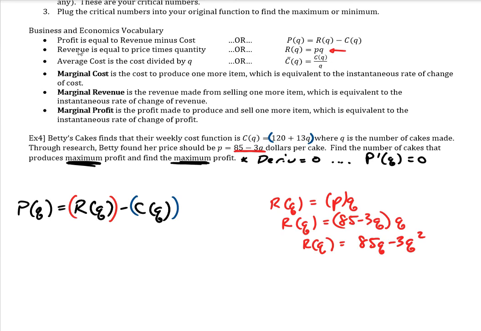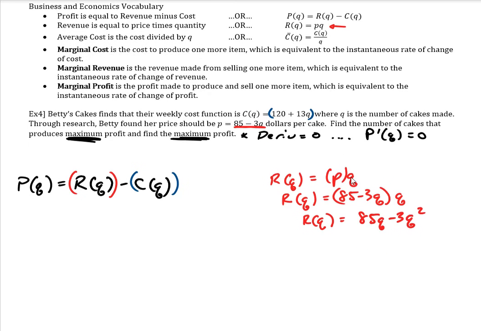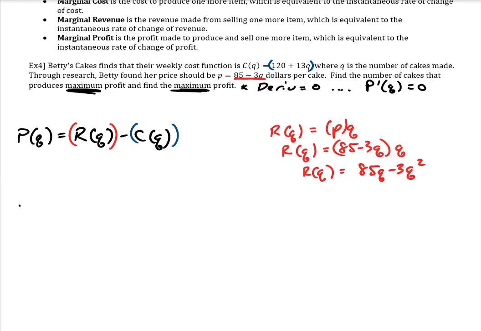Our real first step in this problem was just to get the profit function, and now we have it, so let's go ahead and write it. I'm going to write it a little lower so I have plenty of room. So P of Q equals R of Q, which we're saying is 85Q minus 3Q squared, and then minus our cost function that they just gave us in the problem, 120 plus 13Q. All right, so we have everything ready.